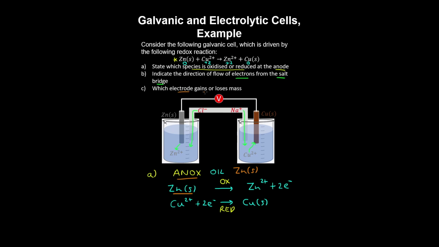And which electrode gains or loses mass? Well, zinc is being oxidized, so the electrode loses mass, and copper is being reduced to a solid at the cathode, so this electrode gains mass.